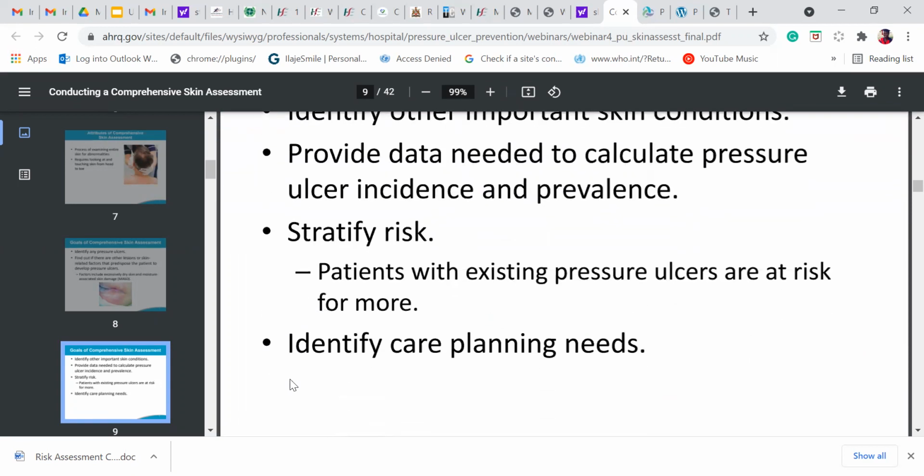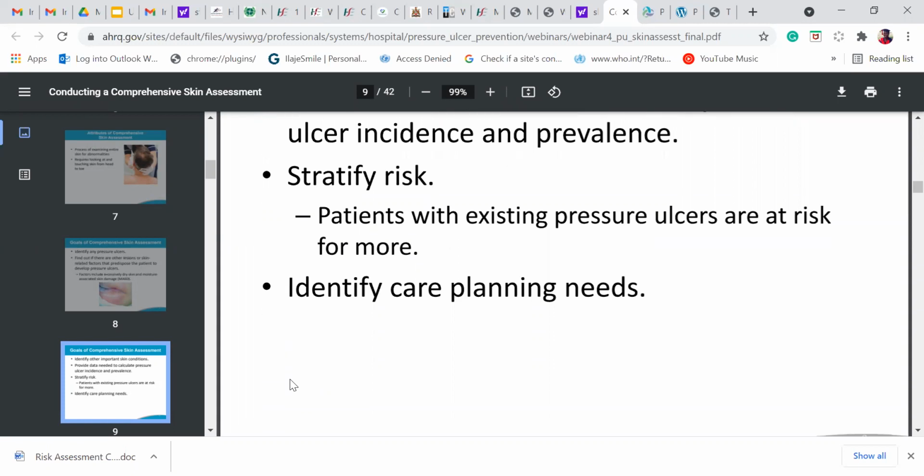There are different stages of pressure ulcers that we know as well, so you should be able to identify which stage this is, and what you can do at this stage so it doesn't progress to a higher stage. And of course, identify care planning needs that are suitable and appropriate to the person, making it person-centered care.